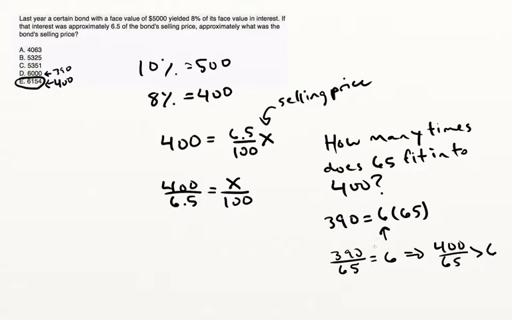What I've done is I figure out that I'm looking for 400 over 6.5. So roughly speaking, how many times does 6.5 fit into 400? And then I would multiply that answer by 100. So what we find out basically is that 6.5 fits into 400 61.54 times, and then we multiply by 100 because of this. And that gives us the 6154.